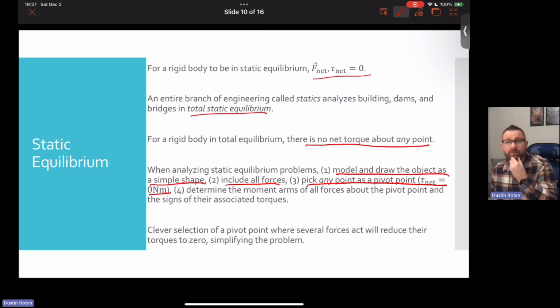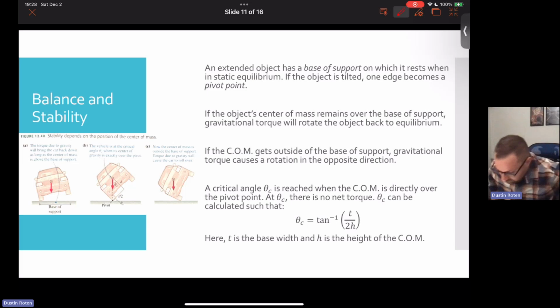The last thing would be to determine the moment arms of all forces about the pivot point, and then the signs of their associated torques. Okay, so we want the moment arms of all forces and the signs. Note that if you're clever about where you put your pivot point, you can actually cause some forces to have zero torque, and that'll simplify the problem. And we'll do that shortly.